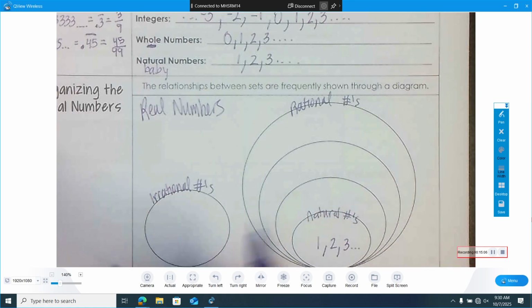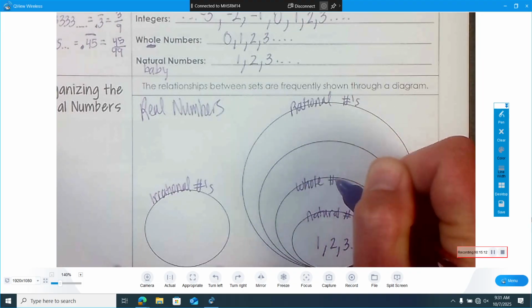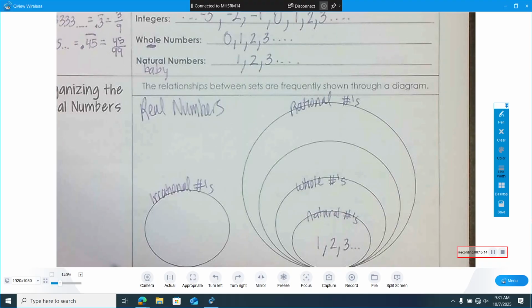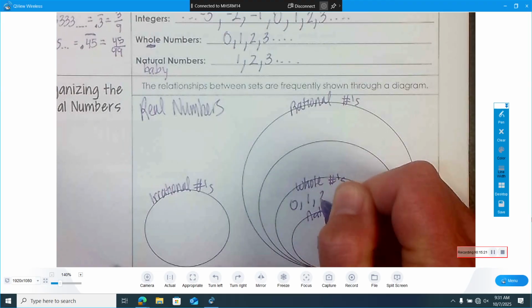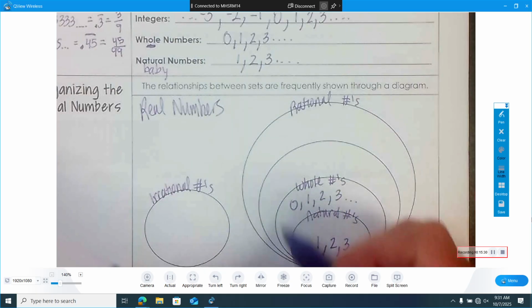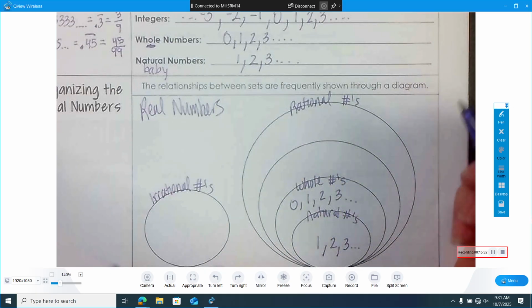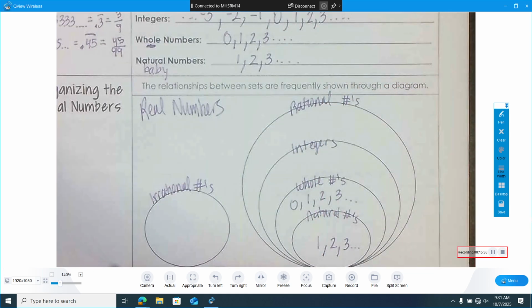What's slightly bigger than the natural numbers? The whole numbers. So this is second. The whole numbers. Slightly bigger. What makes it a little bigger? The zero, yeah. 0, 1, 2, 3, and so on and so forth. And again, these are just nice, beautiful numbers. And then what's slightly bigger than the whole numbers? Integers. I-N-T-E-G-E-R-S. The integers, what are the integers?